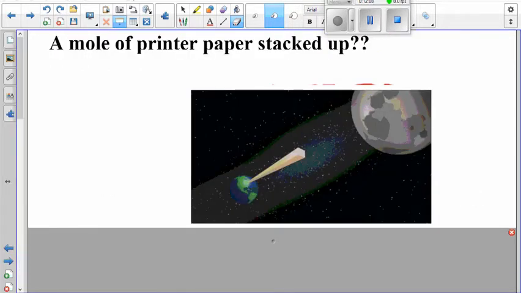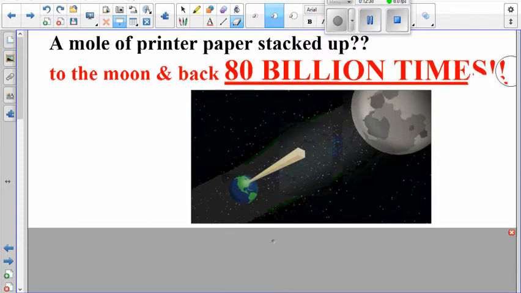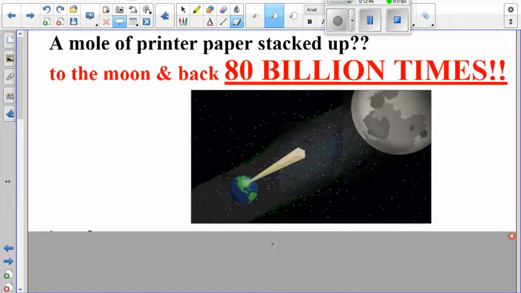What if I stacked a mole of reams of paper on my desk? You would reach the sun. Twice? Twice. You could reach the moon 4,000 times, give or take. You'd make it to the moon and back 80 billion times. Out of a 2-inch or a 3-inch stack of paper.